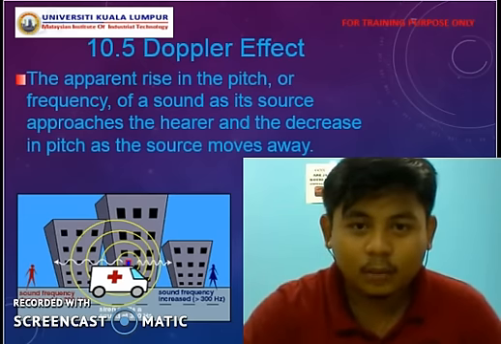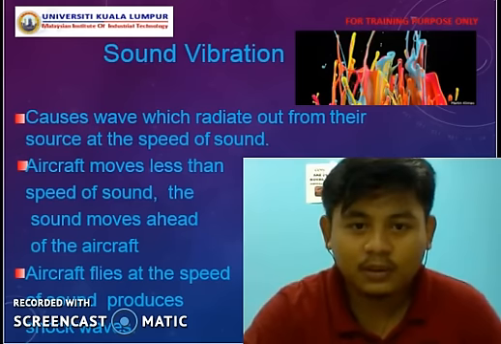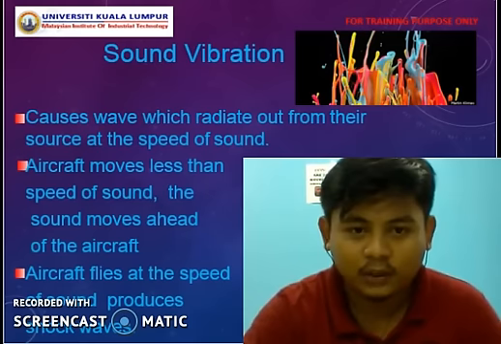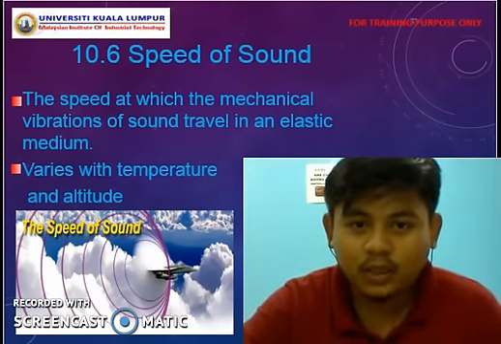And the next is Doppler effect, the apparent rise in the pitch or frequency of a sound as its source approaches the hearer and the decrease in pitch as the source moves away. The next is sound vibration. It causes waves which radiate out from their source at the speed of sound. Aircraft moving less than the speed of sound, the sound moves ahead of the aircraft. Aircraft flying at the speed of sound produce shock waves. Speed of sound, the speed at which the mechanical vibration of sound travels in an elastic medium, varies with temperature and altitude.